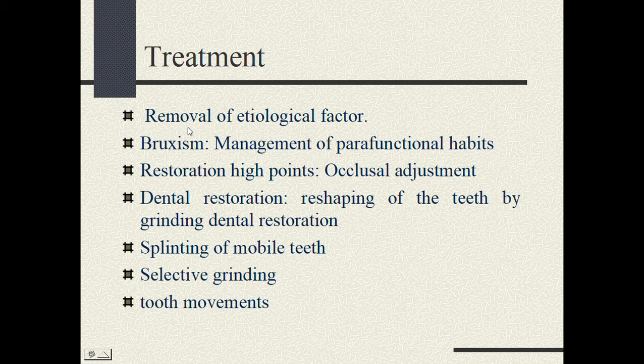Treatment: most important point is removal of the etiological factor. Treatment will be done according to the etiology that is present. For example, if bruxism is there, management of the parafunctional habit will be done. If high points are there due to restoration, then occlusal adjustment and reshaping of the restoration will be done. If it is due to the teeth, reshaping of teeth by grinding will be done. Splinting of mobile teeth, selective grinding, and orthodontic tooth movement will be done depending upon the etiology.